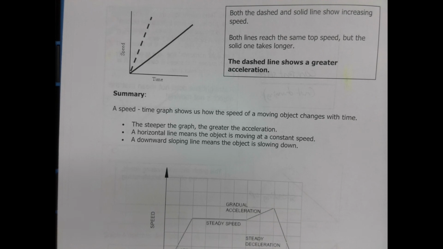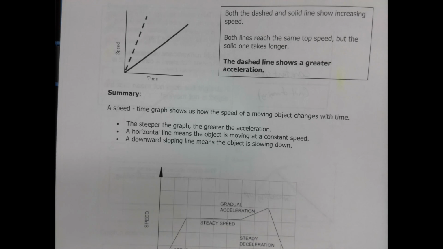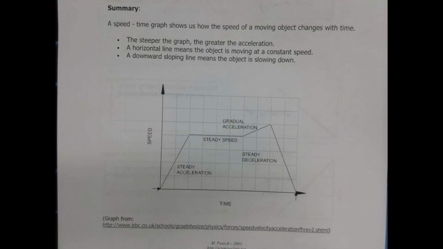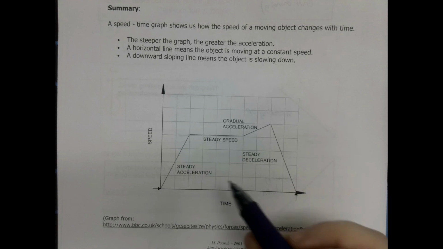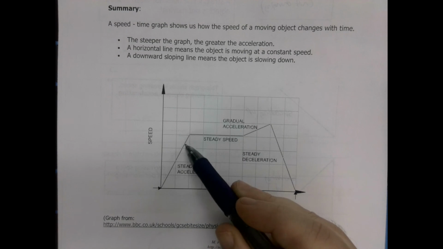So a speed time graph shows how much the speed of a moving object changes with time. The steeper the graph, the greater the acceleration. A horizontal line means that the object is moving at a constant speed. A downward sloping line means that they're slowing down. So when reading a speed time graph, this portion, a straight line, means that they're gaining speed.